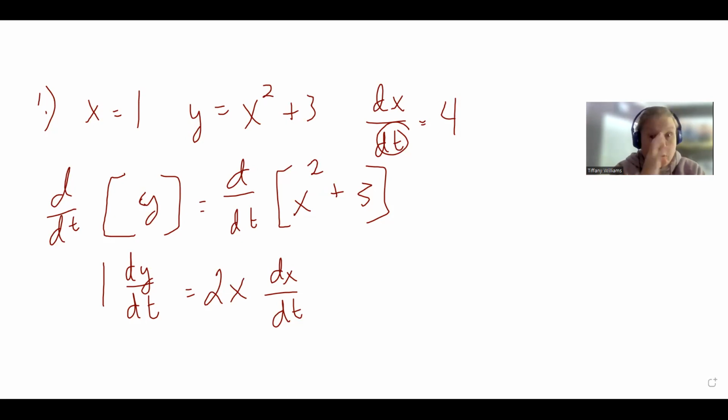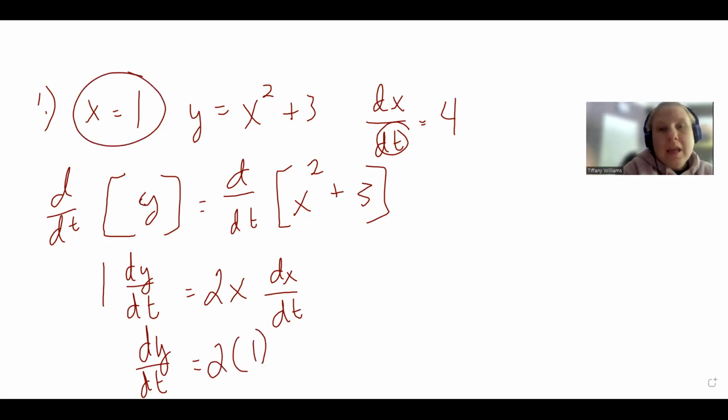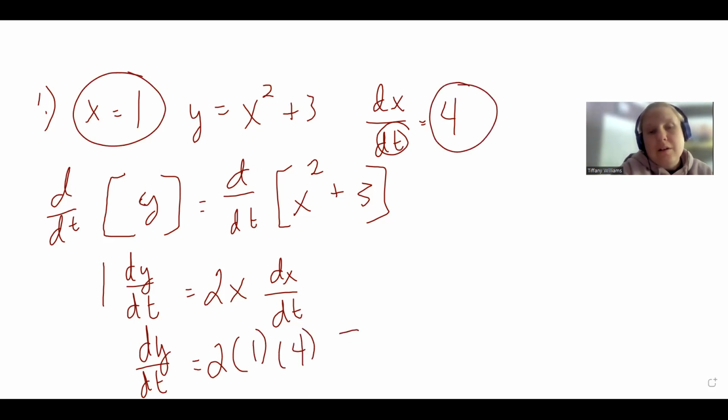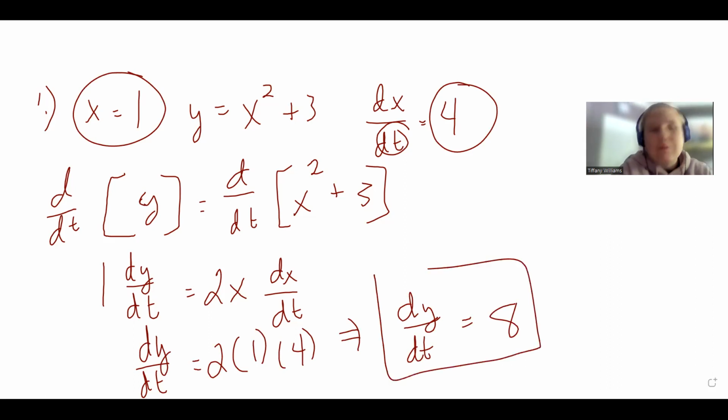So let's talk about what we've got here. Now, I was asked to solve for dy dt. That's what I'm after. So 1 dy dt is just dy dt. But now I'm going to plug in what I know, because I want to know the numerical value of dy dt. So I'm going to have 2, x was 1, and I also know dx dt is 4. So when we multiply this out, we're going to get dy dt equals 8. And that's exactly what they were after there.